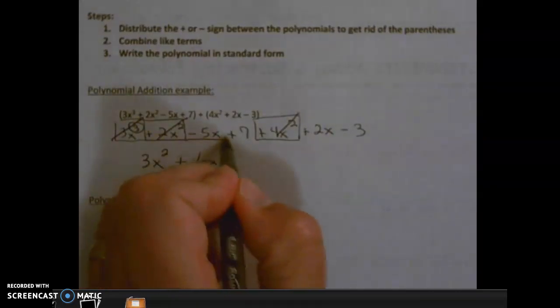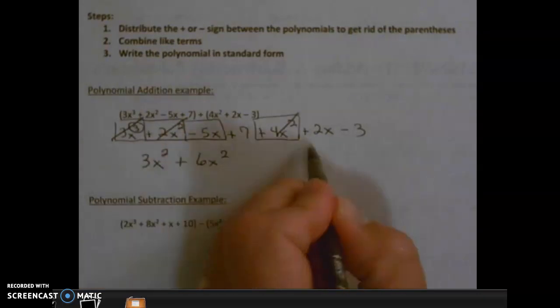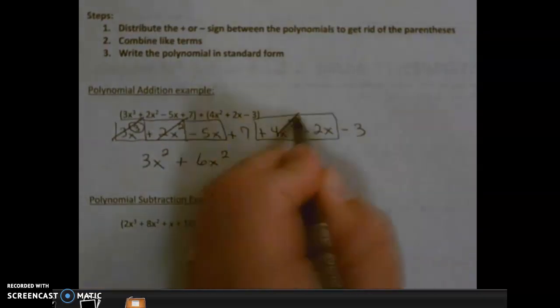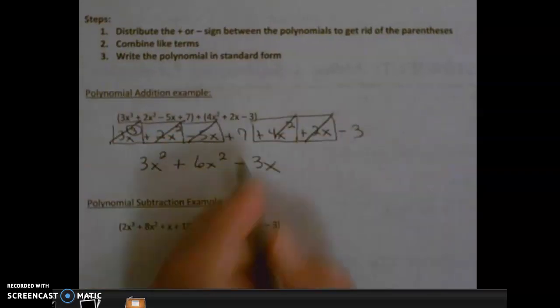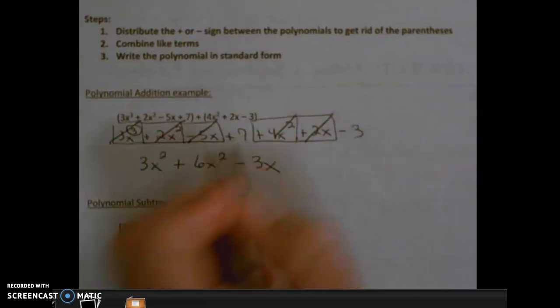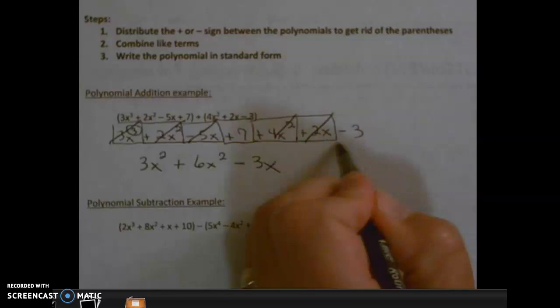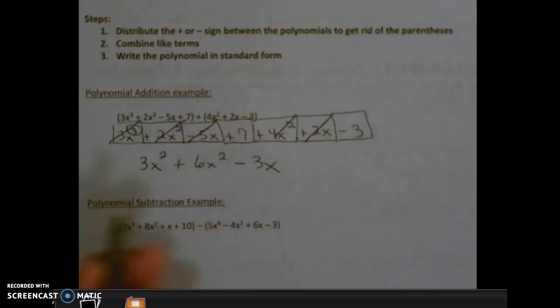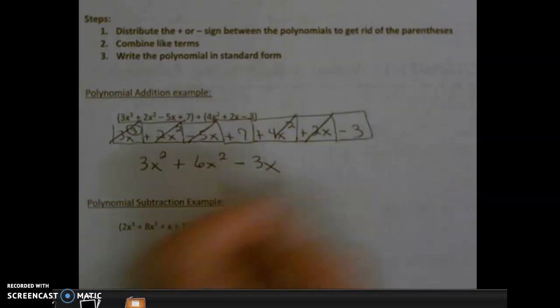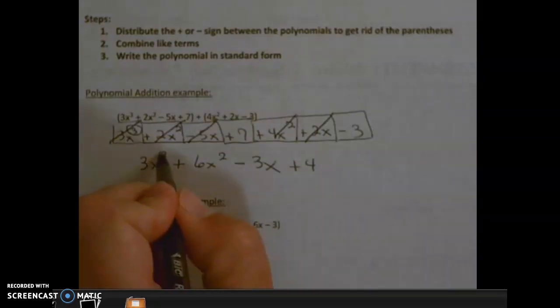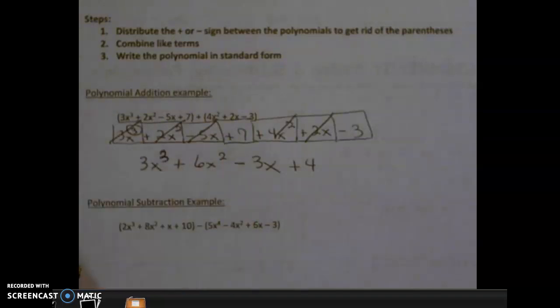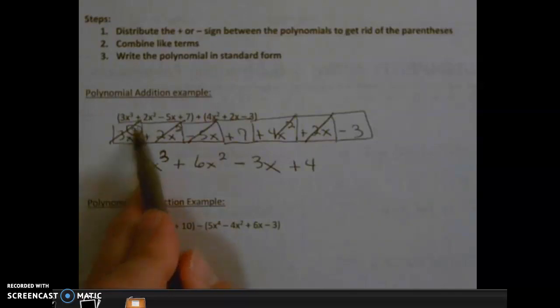Negative 5x will combine with positive 2x to give us negative 3x. And then our constants, positive 7 minus 3 is going to be 4. It says write the polynomial in standard form. And I made a mistake. This was to the third power. Okay, because it was to the third power here.